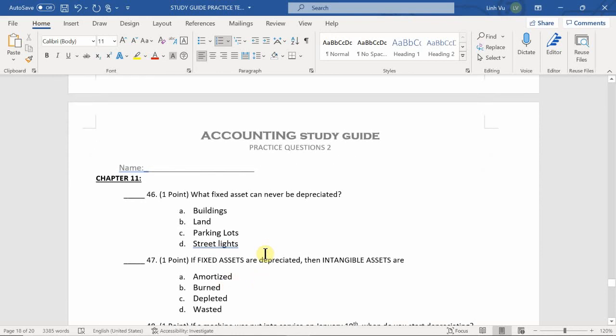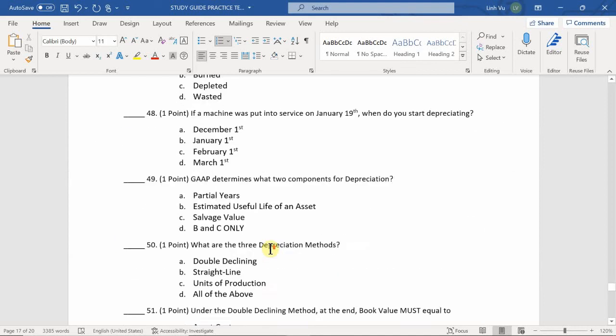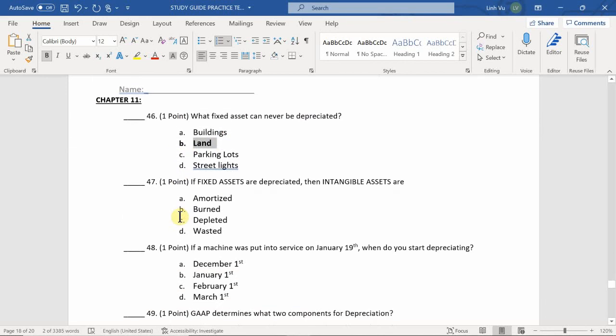Okay. All right. Now we are finally on the very last chapter here. If you could spare me a couple more minutes, we can finish the rest of the chapter right now. Chapter 11 is all about depreciation. The question here is, what fixed assets can never be depreciated? B, land, good. If fixed assets are depreciated, then intangible assets are amortized. Good.